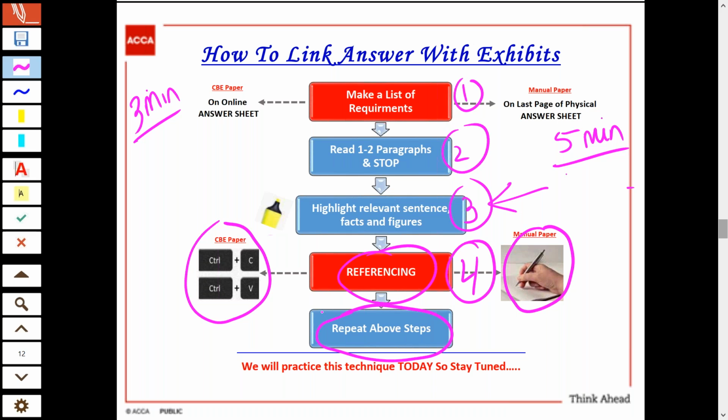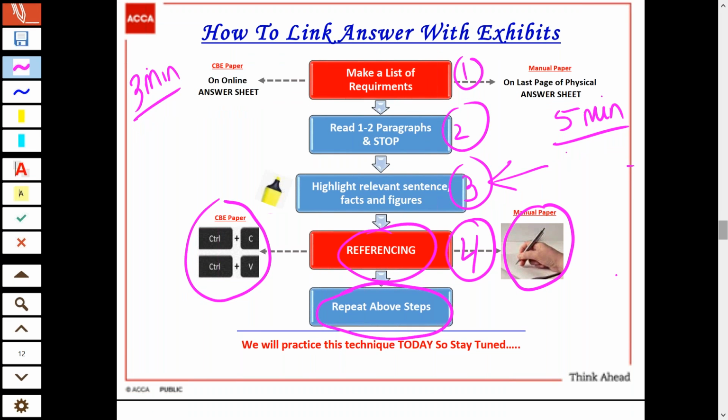in case you're searching for any important information. And CBE students, if you are unable to identify which requirement it pertains to, you can copy paste it under miscellaneous. You create a heading called miscellaneous in your answer sheet and just dump that information there, and I will show you how to do it.